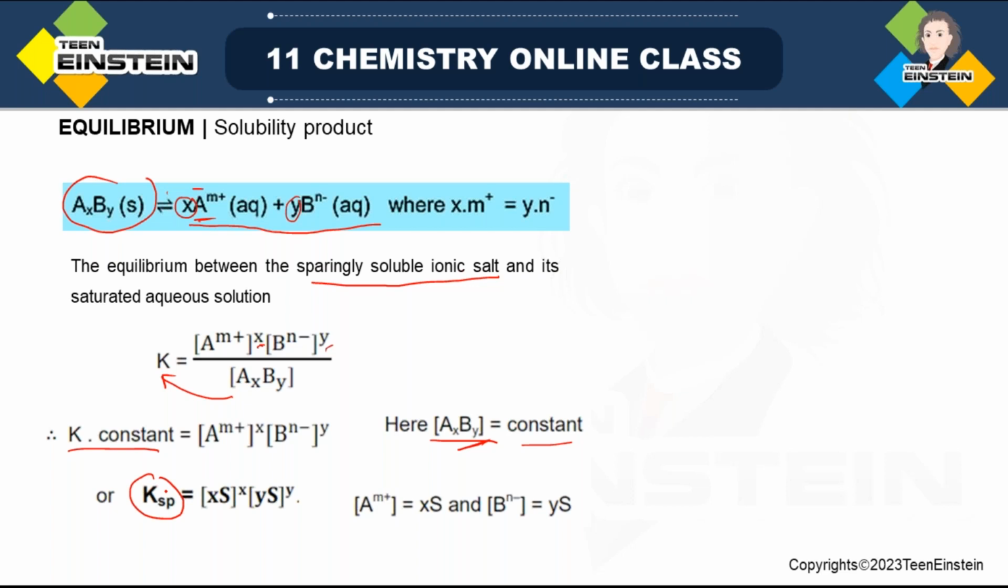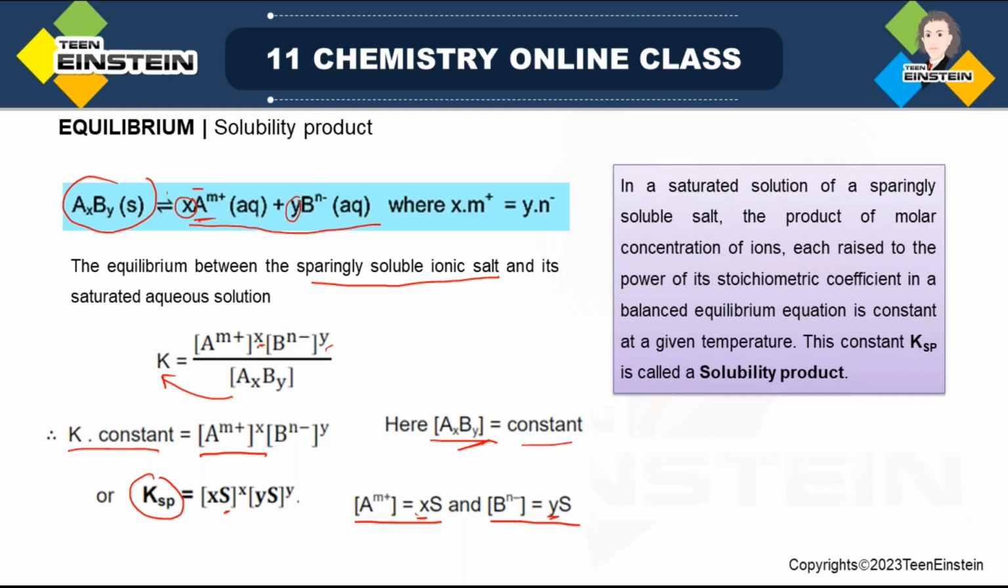Sp means solubility product. Now see what we have written in place of the concentration of A^m+: we have written x into capital S because of this relationship. This capital S, we have already seen the definition. It is basically the solubility. So this capital S is present in the expression of A^m+ as well as in the expression of B^n-, provided the coefficient is present. Okay, so this is the expression for Ksp.